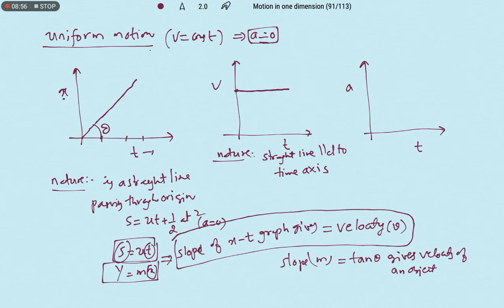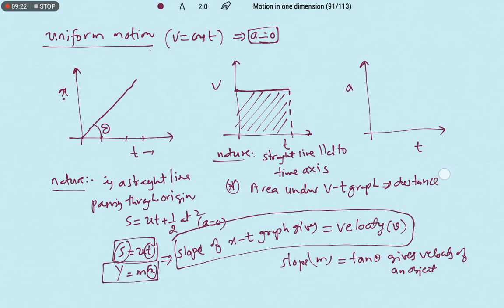Let us take the significance of the graph. With the help of the area under the vt graph, the area under the velocity time graph gives the distance traveled by the body. So this is the significance of the velocity time graph.